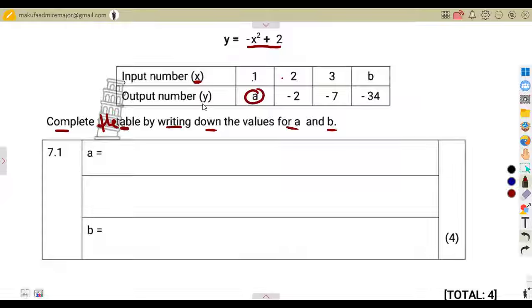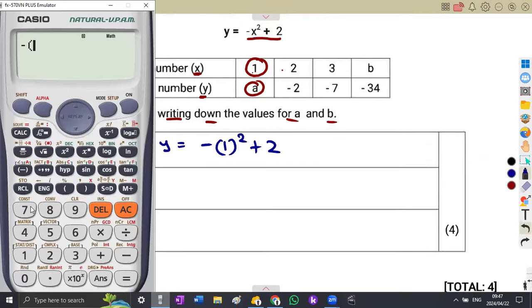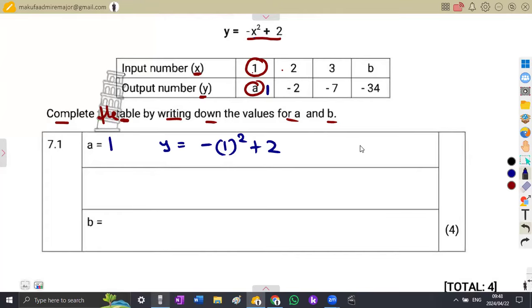So A is the output when our input is minus 1. So you just substitute here. Y is equal to, in place of this X, you substitute. So it's minus 1 squared plus 2. Just like that. You are given the input is minus 1. So just substitute there. Open a bracket, put the minus, put the 1 inside of the bracket like this. You square it, then plus a 2. So the answer is going to be a 1. So A is equal to 1.